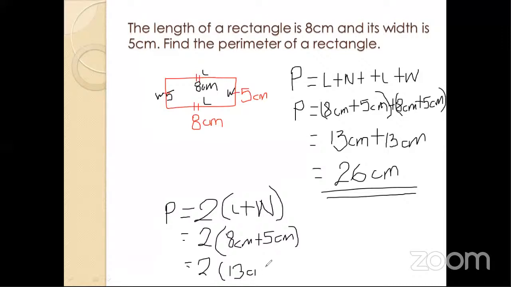Now, what do I do now? Because in the bracket already I have got 13. Our perimeter is now equal to 2 into bracket 13. I want to remove the bracket. This time I'm just going to pick. If you hear your name, please unmute and tell me. What are we going to do? Kabuye? We are multiplying.